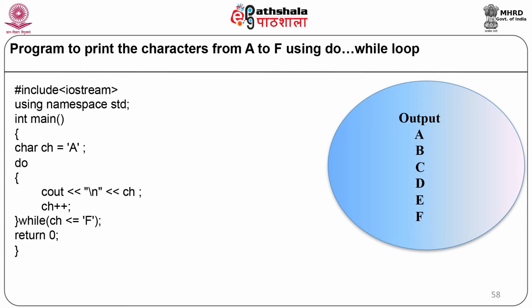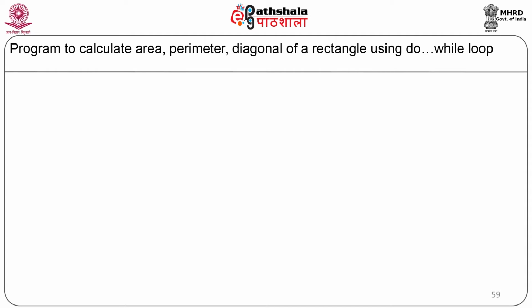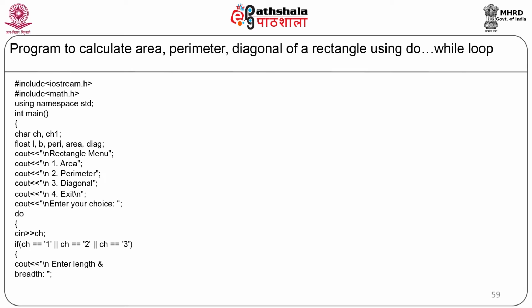Now let us see a menu driven program using the do while statement. Here the program will calculate the area, perimeter, diagonal of a rectangle using do while loop. We will start with the main program. The characters declared are ch, ch1. The float variables are l, b, peri, area and diagonal.